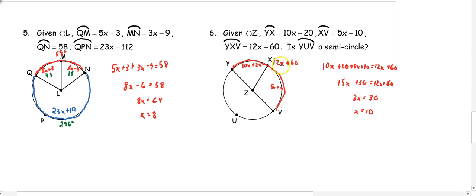So 12 times 10 plus 60 is 180 degrees. So we want to know, is YUV 180 degrees? Well, if part of the circle is already 180 degrees, then the other part over here also has to be 180 degrees. So is it a semicircle? Yes, because it's 180 degrees.